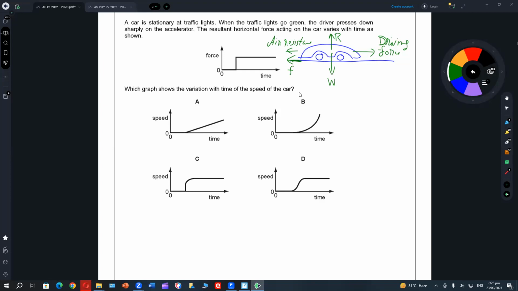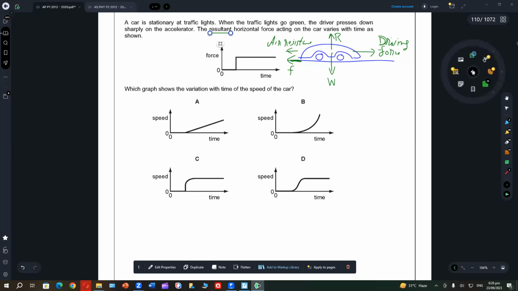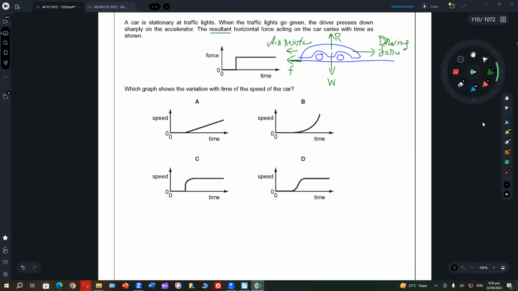Now, what the question shows is that initially the resultant force on the car is 0. It means that the driving force will be equal to the resistive forces. So the car won't be able to accelerate. The concept of resultant force is there. So initially, when the car is trying to move, the resultant force is 0 here in this part. Acceleration is 0 and resultant force is also 0.